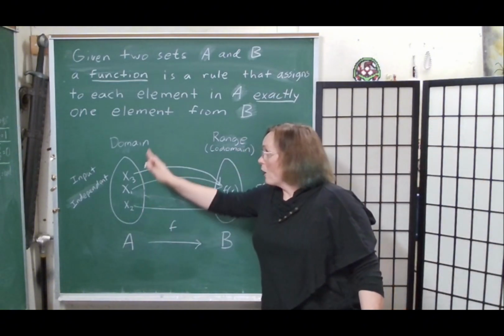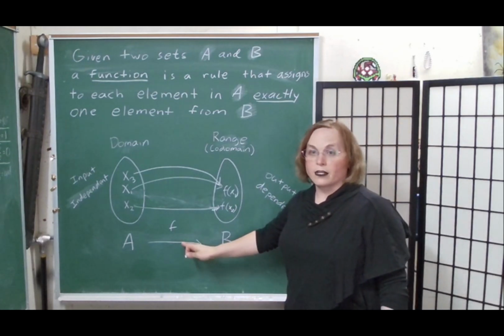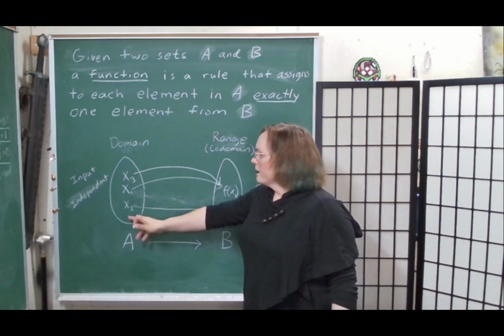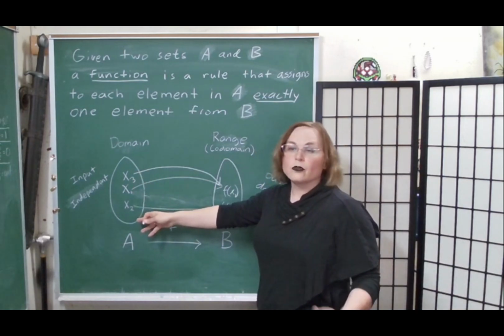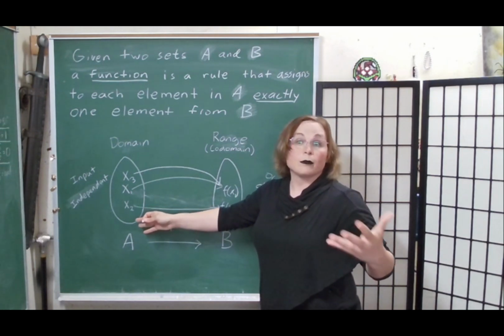Okay? So again, set A would be called the domain. Set B would be called the range of the function. And then notation-wise, we would say that the elements in A would be x, or whatever your variable is. It could be t, it could be s. X is just the most common.